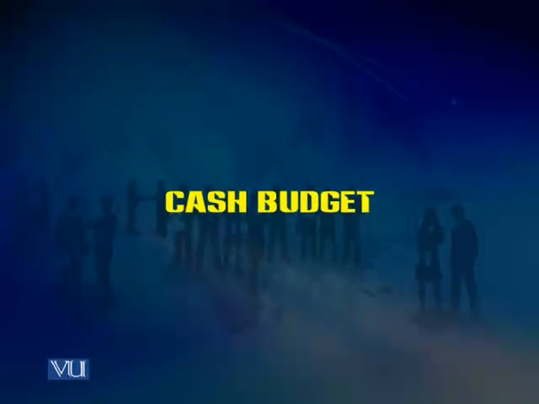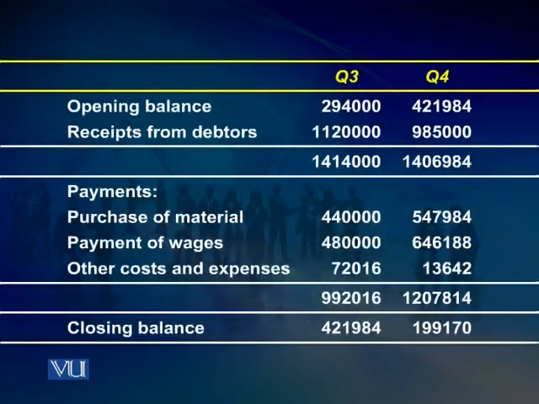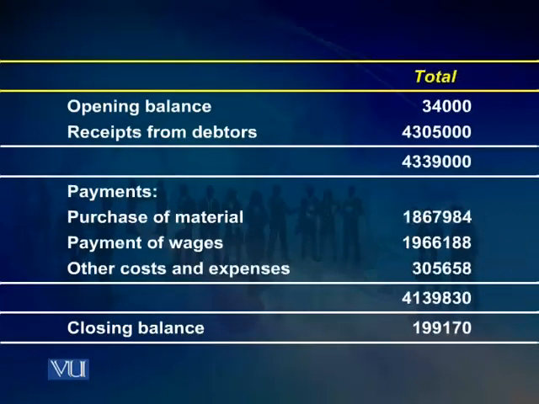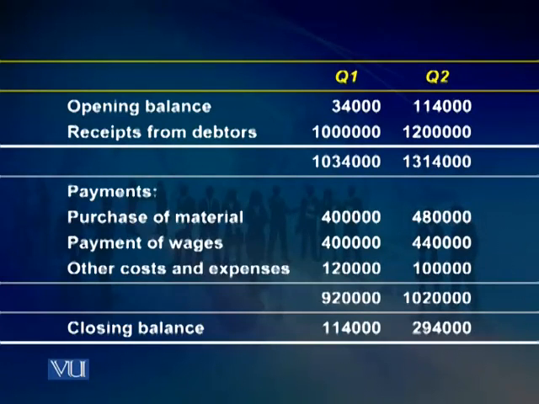Now, if we look at the cash budget in the example that we have just seen, this cash budget has been divided into 4 quarters, and there is a column showing the total of the cash budget. The opening balance is taken from the opening balance sheet. The closing cash balance in the opening balance sheet represents the opening balance. In this case, quarter 1 shows opening balance of 34,000. Receipts from debtors, the information provided is that of 1 million. So that total funds available in quarter 1 is 1,034,000.